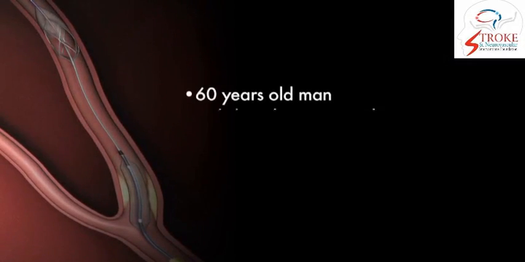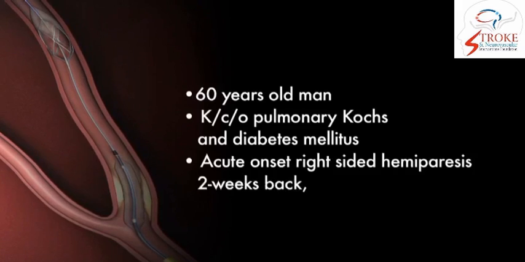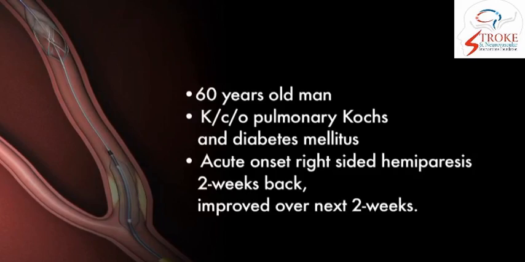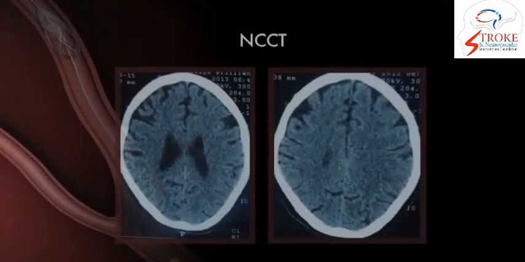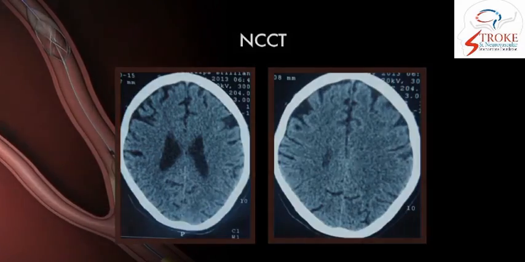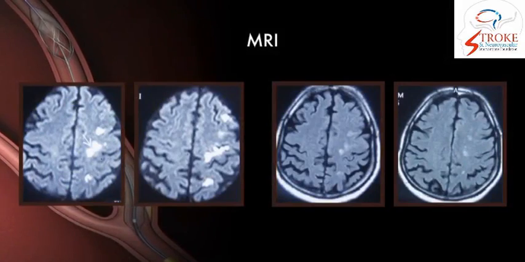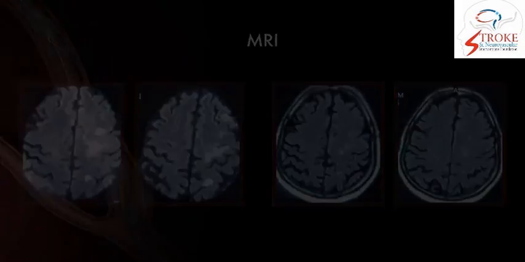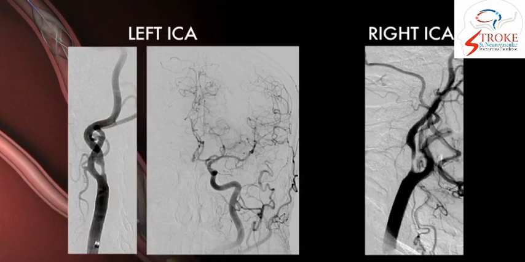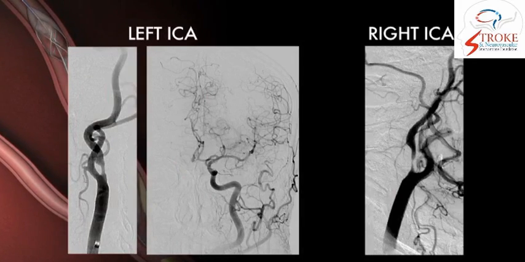The patient is a 60-year-old man, a known case of pulmonary COX and diabetes mellitus. He had a stroke 2 weeks back and has improved substantially in the next 2 weeks. The CT scan did not show anything significant. However, in the MRI, we could see multiple small embolic infarcts in the left MCA territory. The DSA performed shows severe stenosis of the left ICA origin, bilateral severe carotid artery stenosis, and the right side was most severely stenosed.